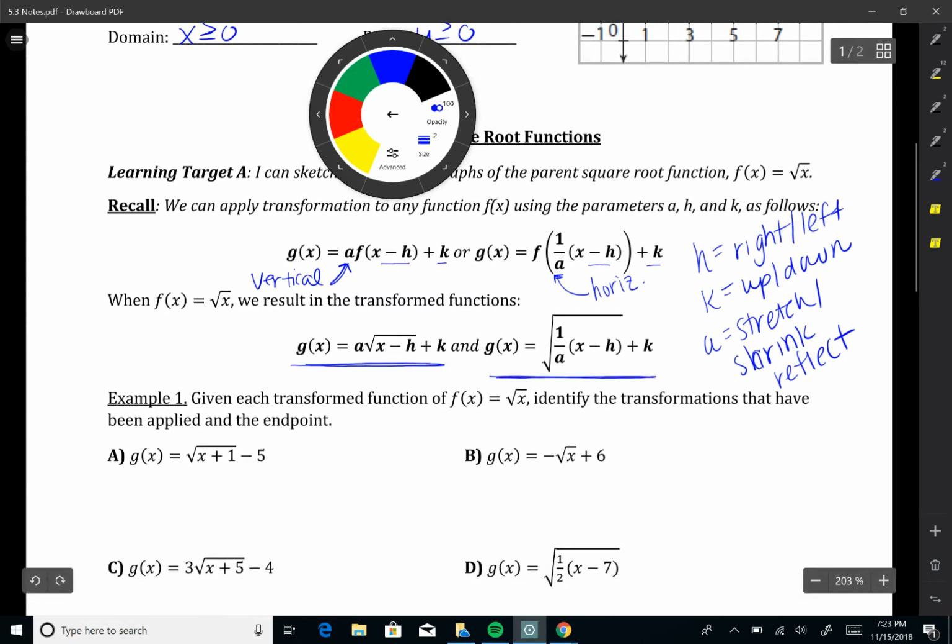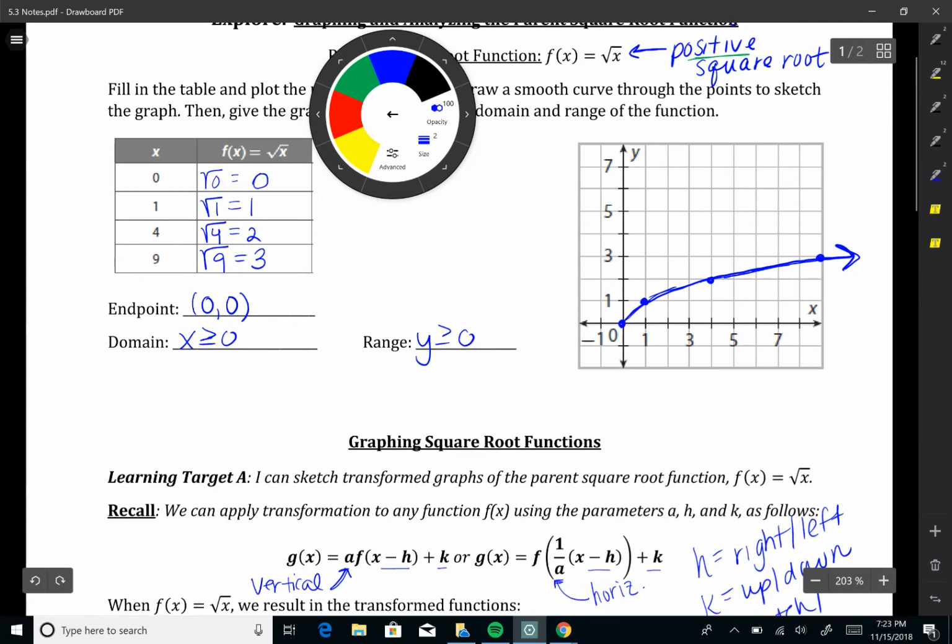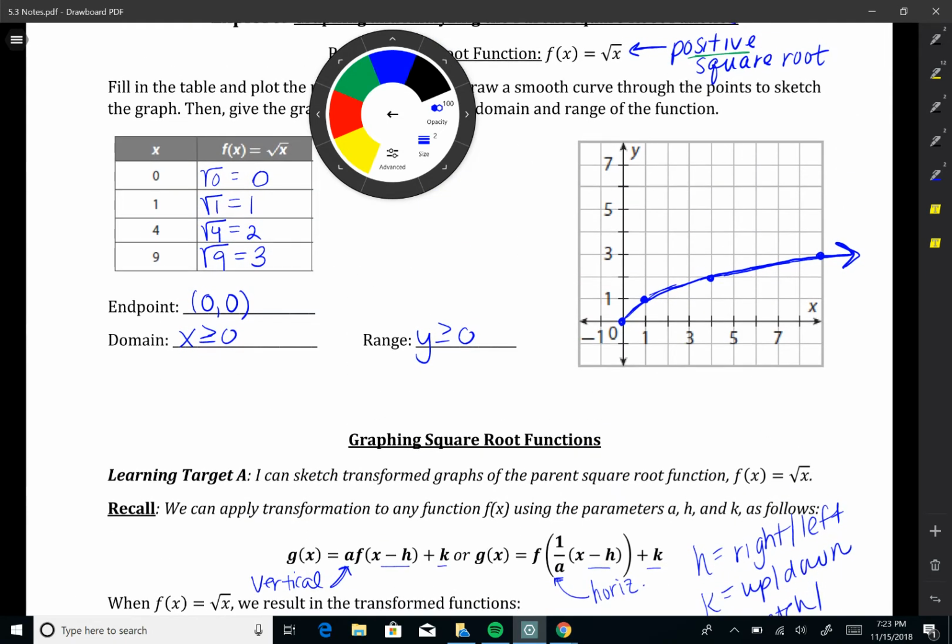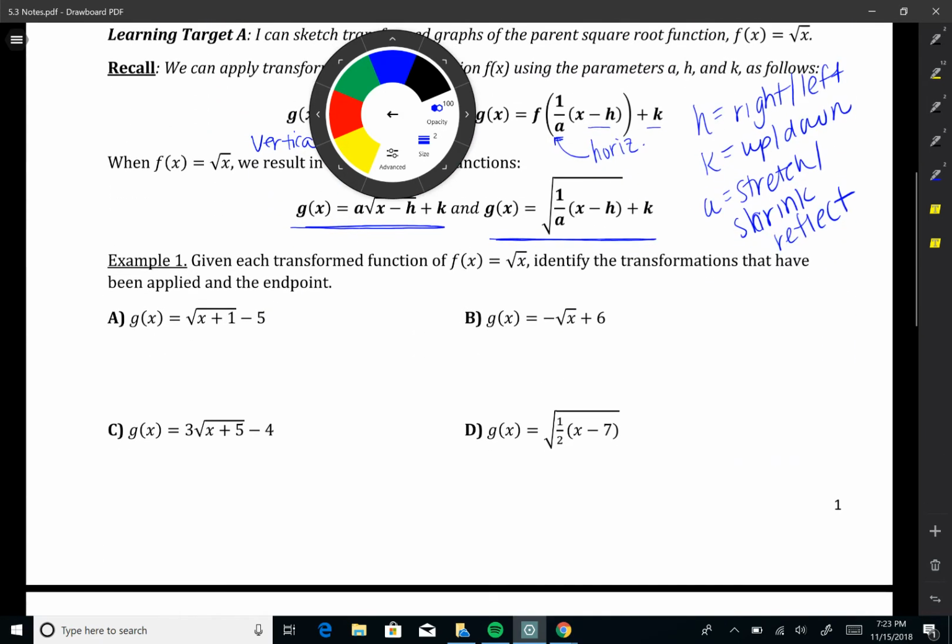So given that, let's try example 1. Given each transformed function of f of x equals the positive square root of x, identify the transformations that have been applied and the endpoint of the graph. So obviously, if we're going to move this graph, the endpoint would follow. Because it's starting at 0, 0, our endpoint is always just going to be h, k. Just like when we transform parabolas, the vertex is always h, k.